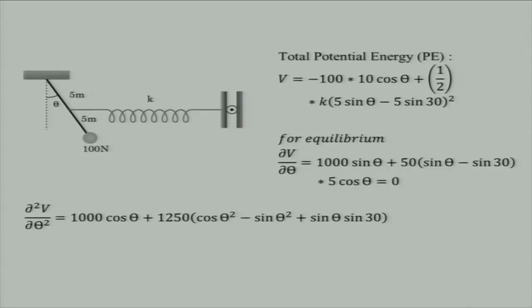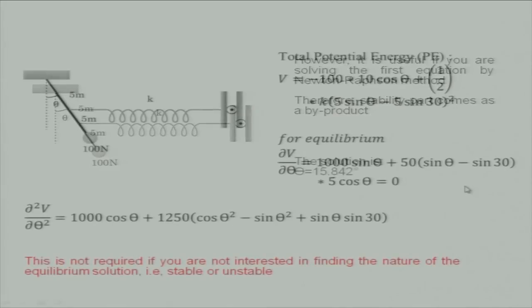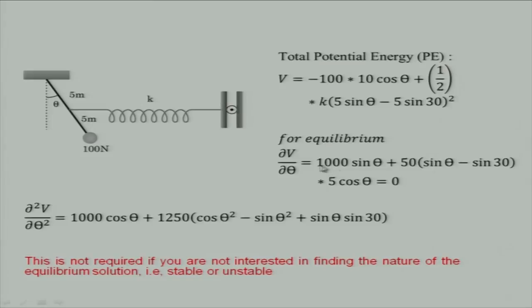You will see that dV by d theta looks like this. Stability is not asked, but you can still do it if you wish to. Okay, it's perfectly fine. You can solve this equation exactly. Can you tell me what the final equation looks like? 1000 sin theta plus 50 sin theta, 50 into 5, 250, cos theta sin theta.